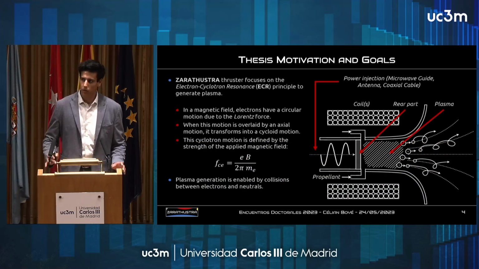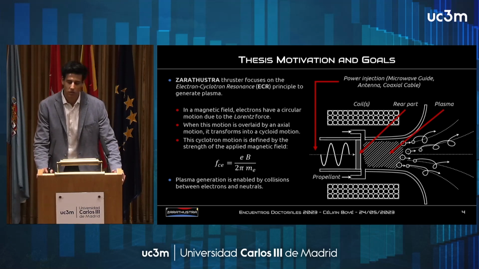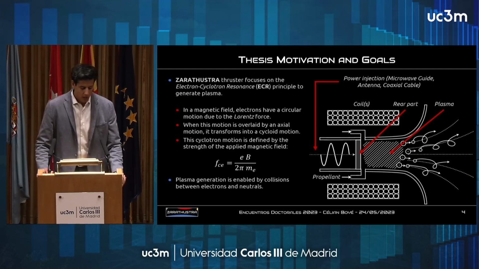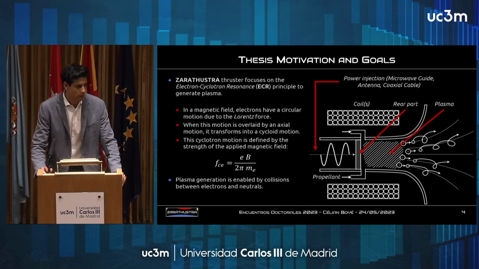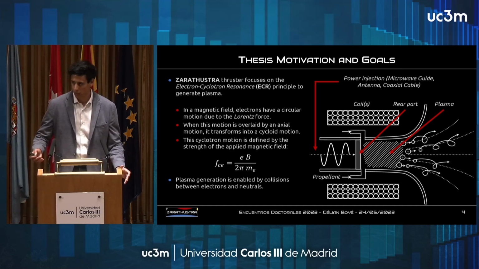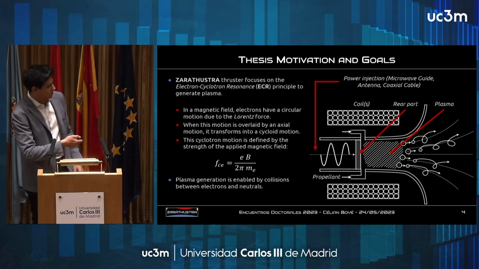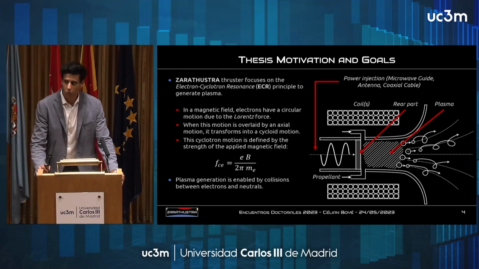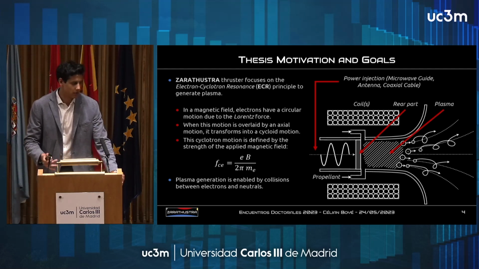Very briefly, the ECR thruster is the electron cyclotron resonance thruster. We are using a magnetic field combined with microwaves to generate plasma. Thanks to the Lorentz force, when electrons are in a magnetic field, their motion transforms into cycloid motions. It combines, and so we have, thanks to this relation here, the relationship between the frequency and the magnetic field, and we are transmitting energy to the electrons, which are then creating ions by collision with the neutrals.